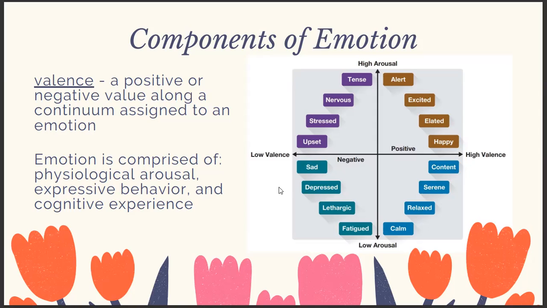So your expressive behavior would be turning around and climbing back down because your body is telling you, don't do this. We're not doing this. And then your cognitive experience would be seeing someone else on the high dive and knowing what that feels like and just how scary it is. So your emotion is comprised of those 3 things: your physiological arousal, your expressive behavior, and your cognitive experience.